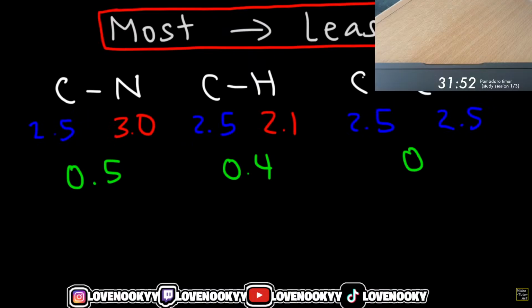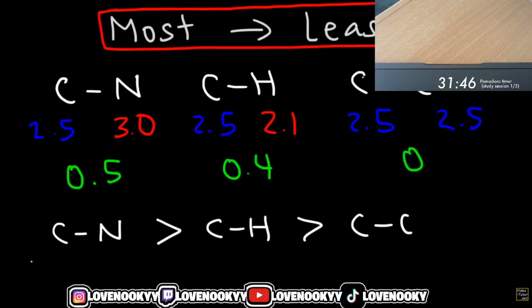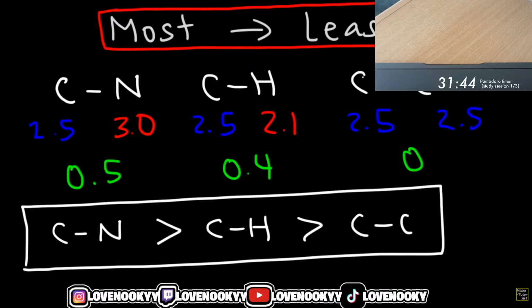So the most polar is going to be the carbon-nitrogen bond, and then that's more polar than the carbon-hydrogen bond, which is more polar than the carbon-carbon bond. And so this is the way that we could rank it. The carbon-nitrogen bond is polar because it has an EN difference of 0.5. The carbon-hydrogen bond is considered to be nonpolar, and the carbon-carbon bond is completely nonpolar.